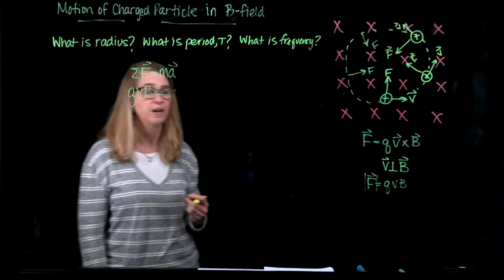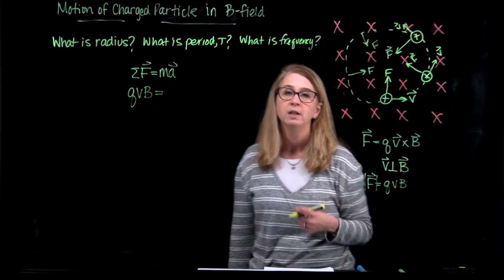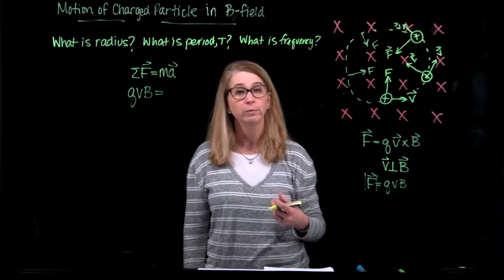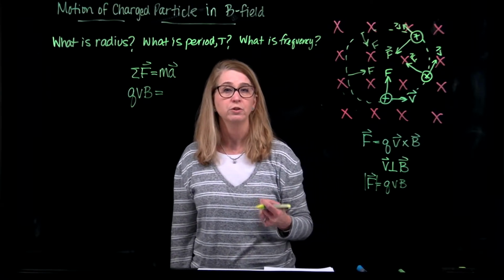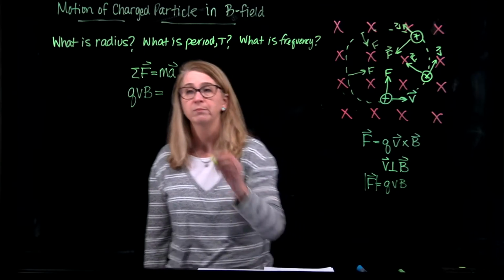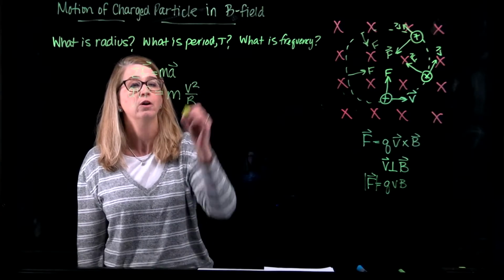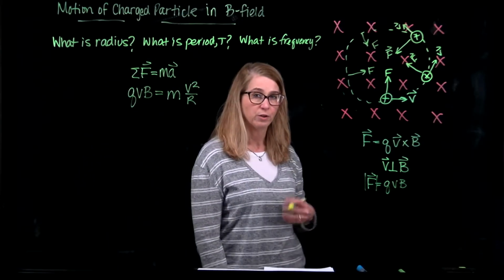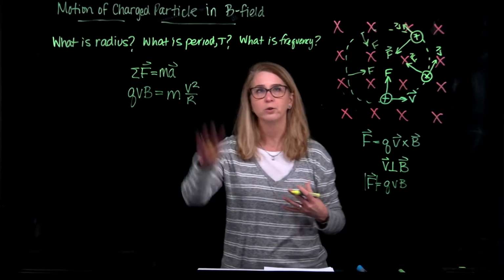Now, because of the fact that this particle ended up going in a circle, it means that it's undergoing a centripetal acceleration. And if you remember from first semester, centripetal acceleration is described as v squared over r. So this is going to be equal to mv squared over r. And so that allows me to get started to find all these quantities.